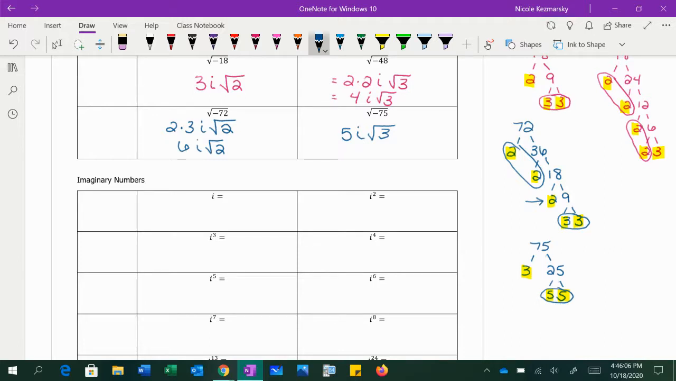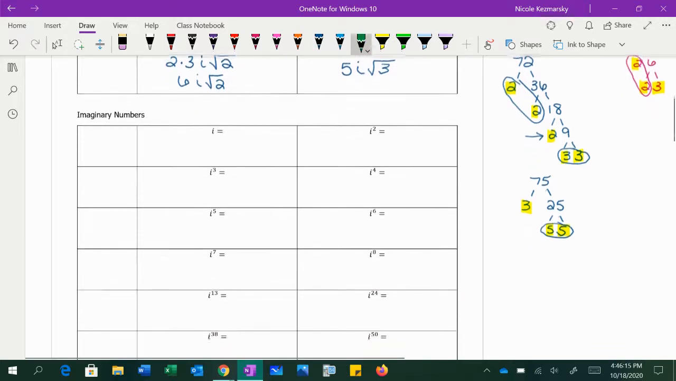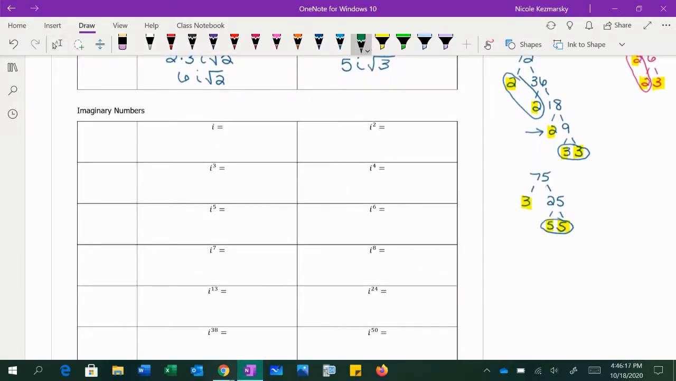So we can actually count in the imaginary number system. Just like we count 1, 2, 3, 4, 5, 6, we can count in imaginary numbers. So i, we already established, was the square root of -1. i squared then is the square root of -1, squared. Well, we learned in the last section that if you square a square root, they cancel each other out. So i squared is -1.